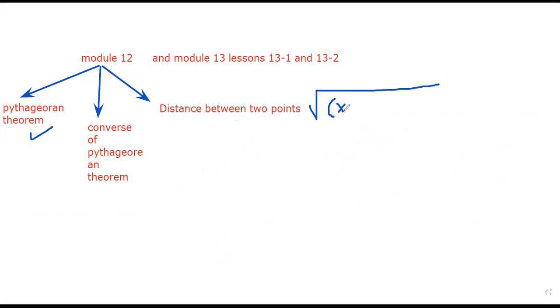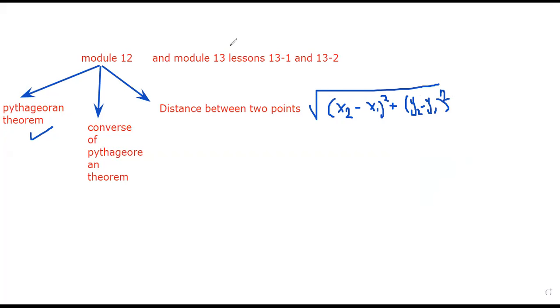The distance is the square root of x2 minus x1, all power 2, plus y2 minus y1, all power 2. Once we have 2 points, we will label them x1, y1, x2, y2, write the distance between them, and then we will find the distance.